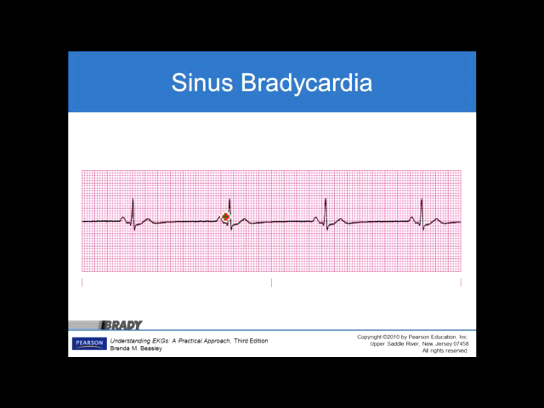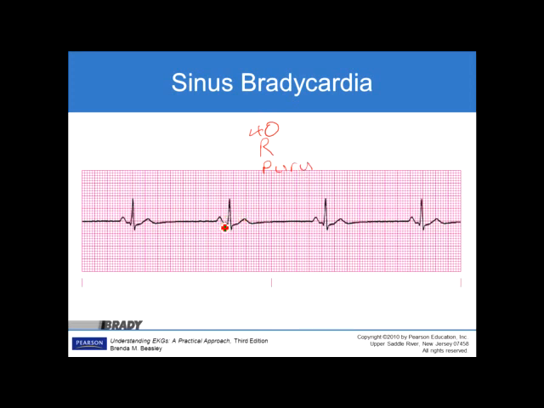This is still the same rhythm. We've done step 1, which is 40 beats per minute. Step 2, which is regular. Step 3, which is, is there a P wave before every QRS? And the answer is yes, there is. And the next question you should ask is, is that P wave Puru, which is upright, round, and uniform? And the answer is yes.